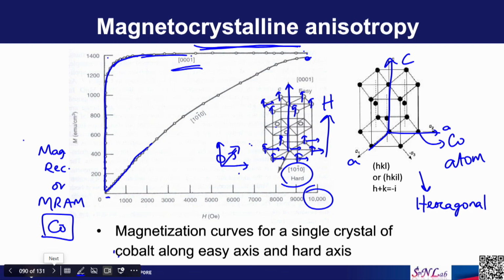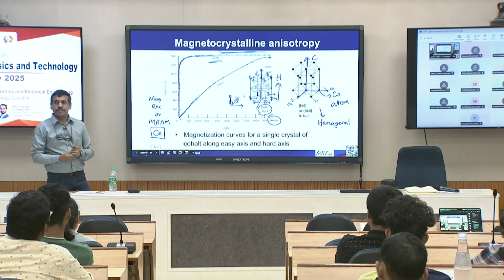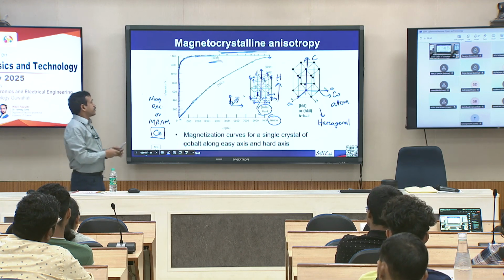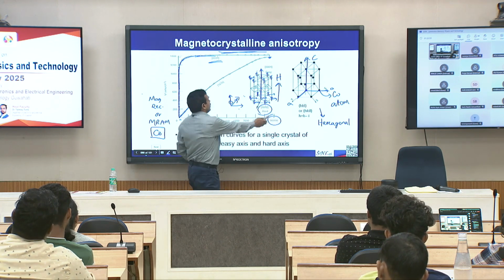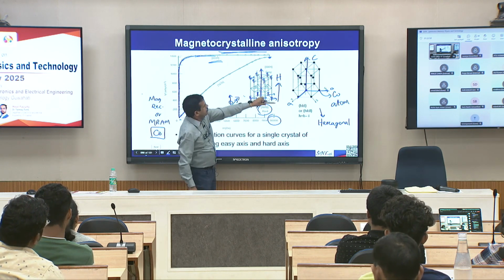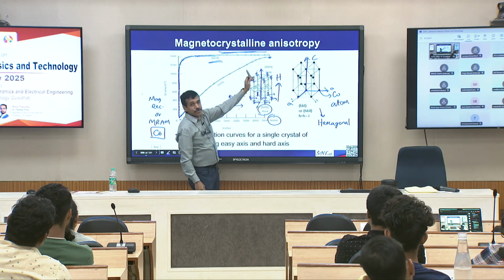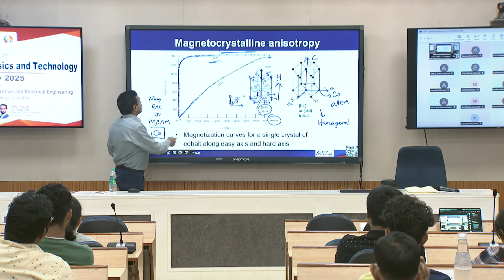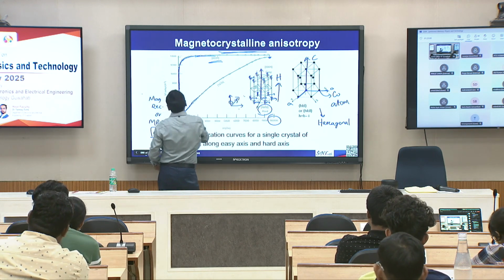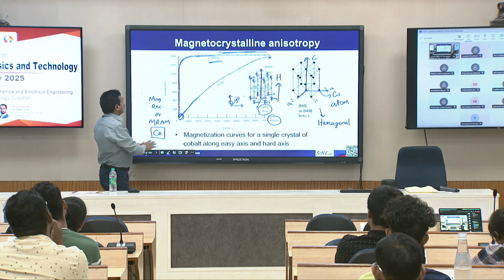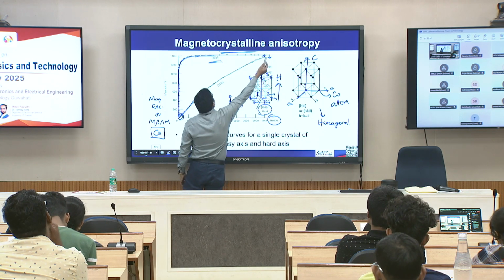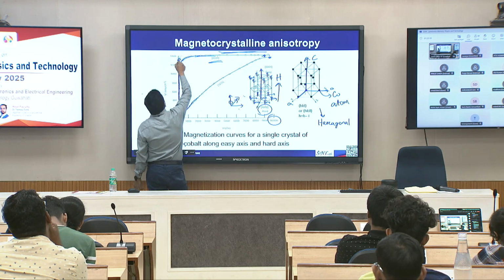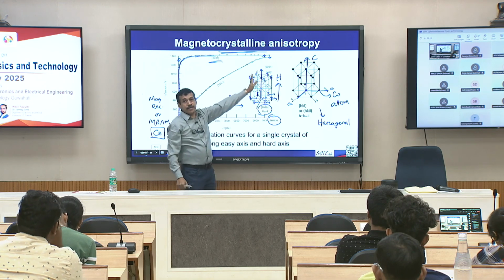Then I suddenly remove the magnetic field. What will happen? Yeah, they will come back. Suppose I reach 10,000, I suddenly remove the magnetic field, come back to 0, then all these magnetic moments will come back to the ground state. Once I remove the magnetic field, it will come back here. Whereas in the case of the easy direction, let us say I apply a magnetic field here and I remove it, they will all still be pointing in the same direction.